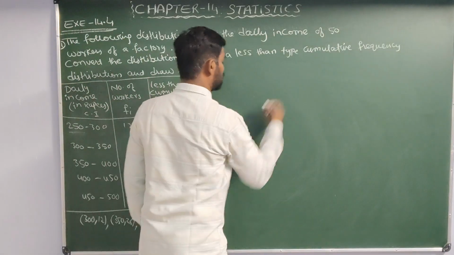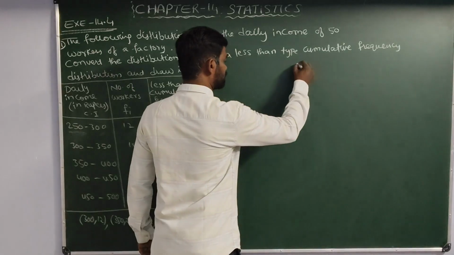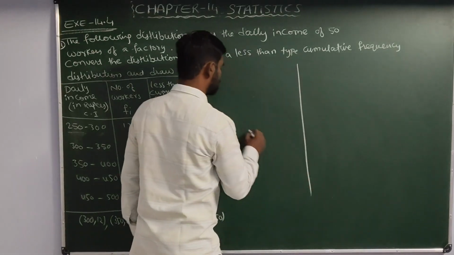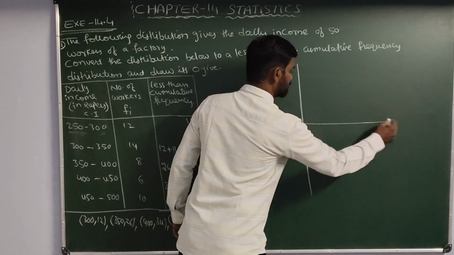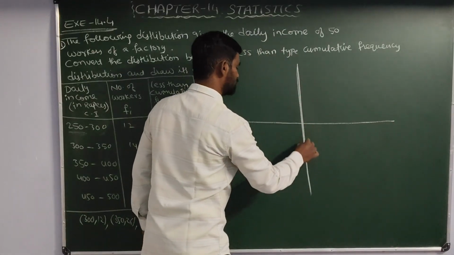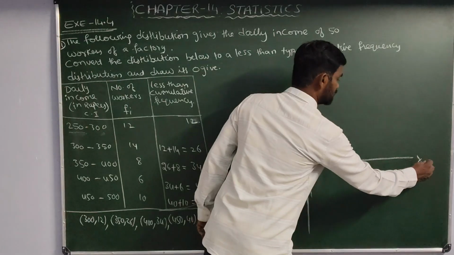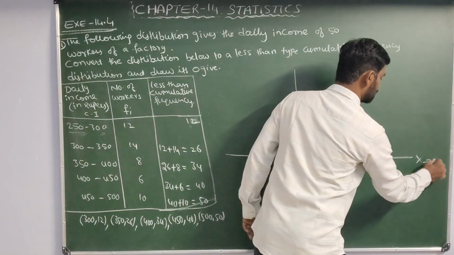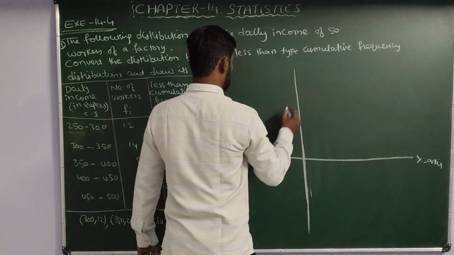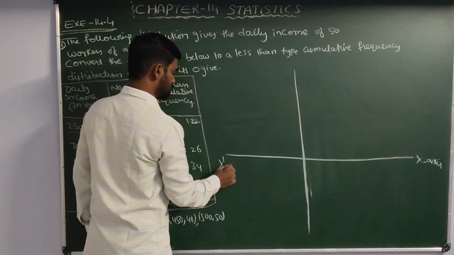So let us divide the graph into x-axis and y-axis. The horizontal line is the x-axis and the vertical line is the y-axis. X-axis, and it is the x dash axis.